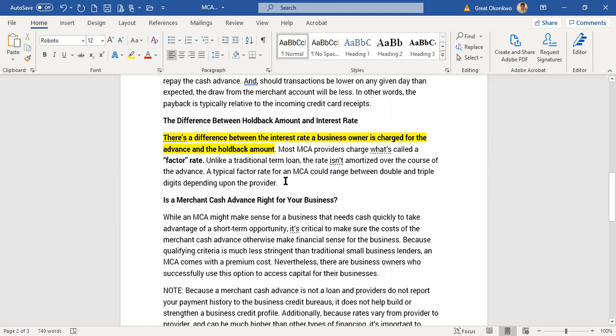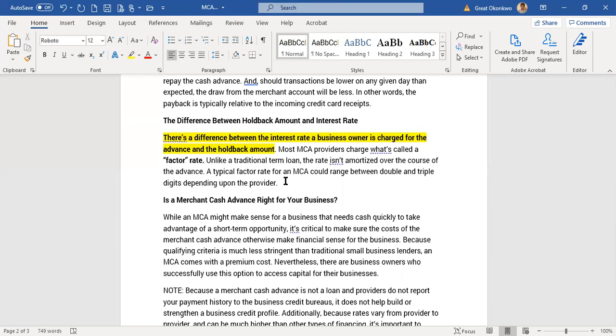So usually it's like a 1.25 factor rate or a 1.38 factor rate. If someone borrows $10,000 at a 1.25 factor rate, you multiply 10,000 by 1.25, and they're going to pay back $12,500. That's how it works.